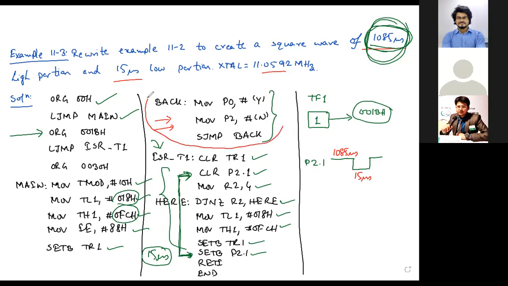Again, you will remain in this back loop until and unless TF becomes 1. So again, you will get back over here. Again, you will long jump. So you will keep on repeating these things, and you will keep on getting a high portion of 1085 microseconds and a low portion of 15 microseconds. All right, so that's your example 11.3.